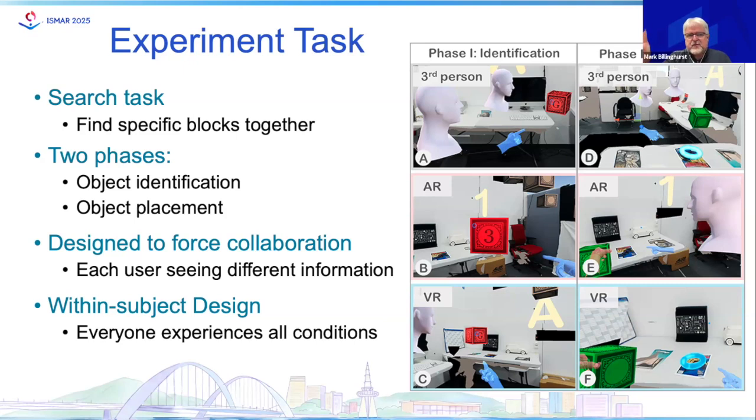There were two phases. One was identifying the block. One person had numbers on their block, the other person had letters, and you had to say, well, we're looking for block A3, and one person would say, here's the A block, and the other person would say, here's the 3 block, and if they were the same, then they could select them. So there was the identification task, and when they found the block, they had to pick it up and move it to a location. So it was a placement task.